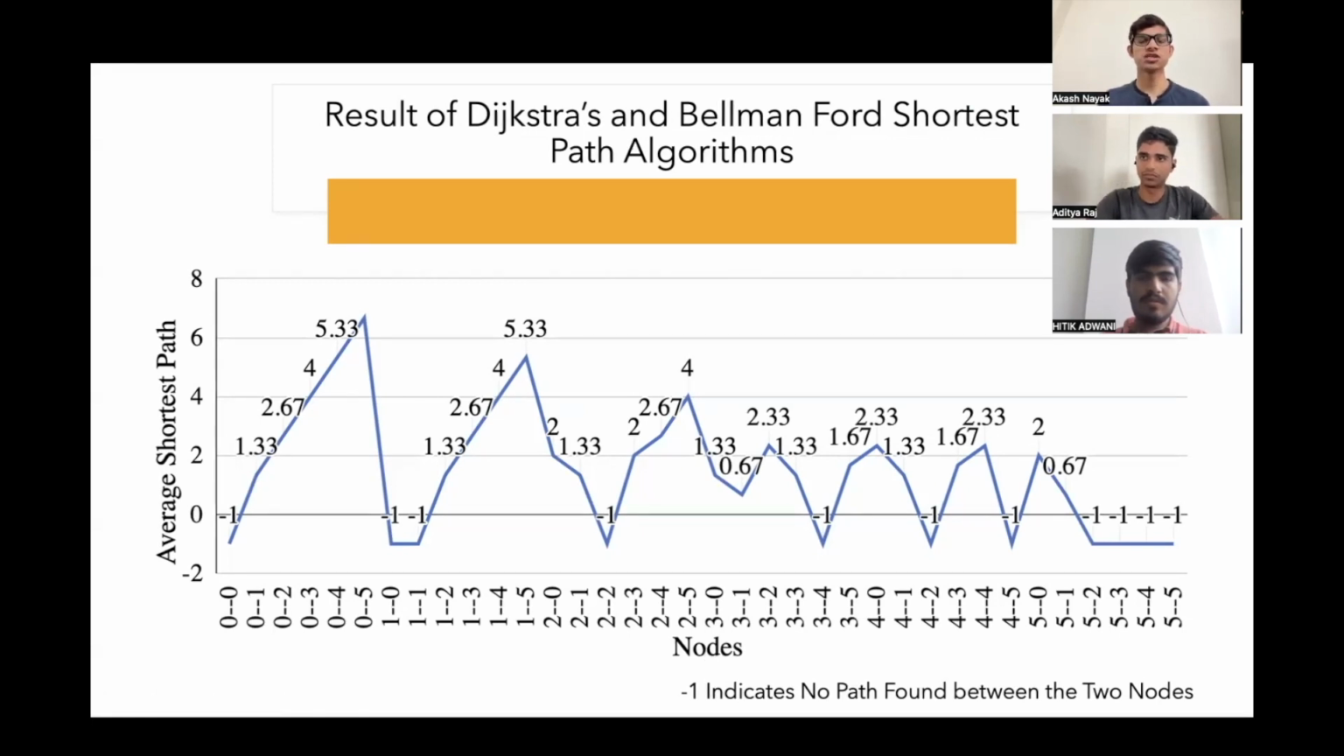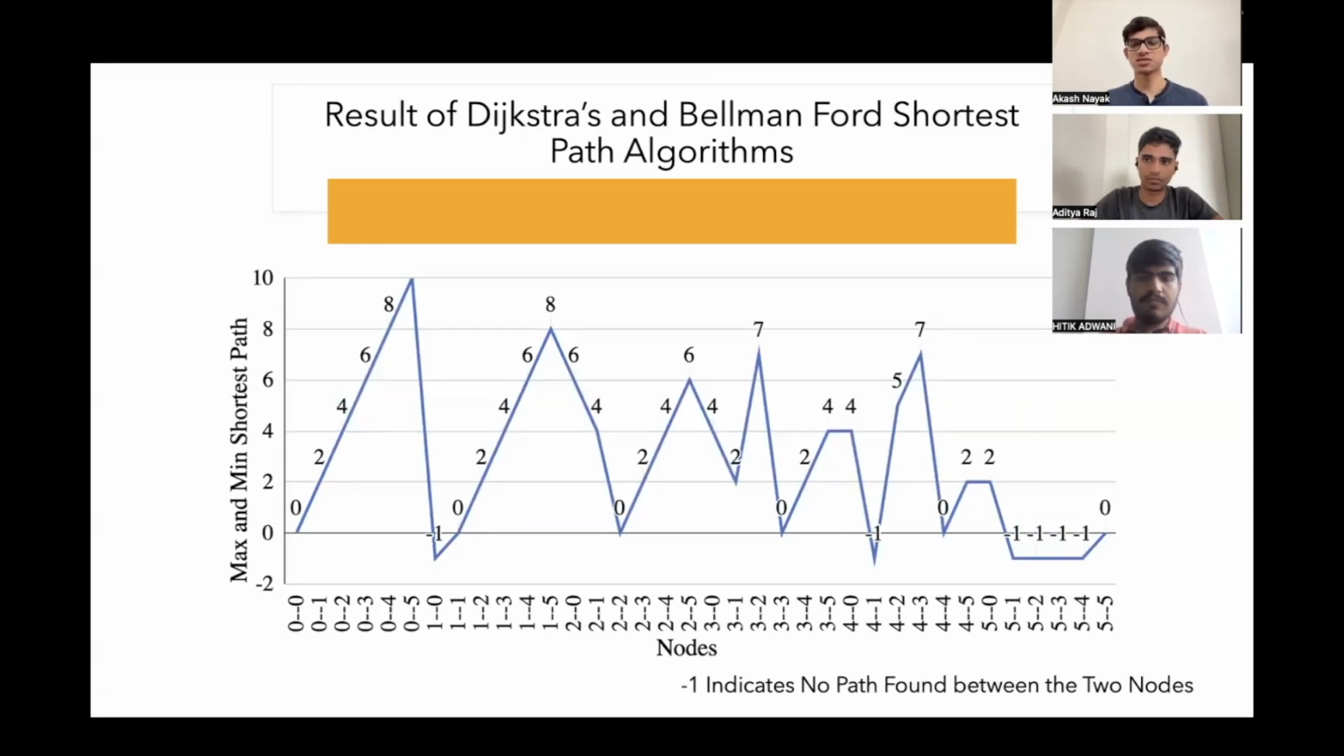For this, we are using a matrix, that is a 2D array, to store the data and then output it. So here the x-axis of the graph represents the nodes. That is, we have 6 nodes in our graph. So total pairs are 36. And this is the minimum and maximum shortest path. This gives the minimum or the maximum path between every particular pair.